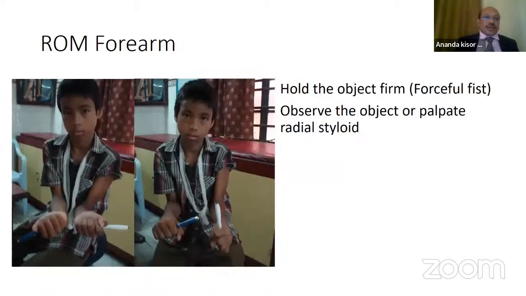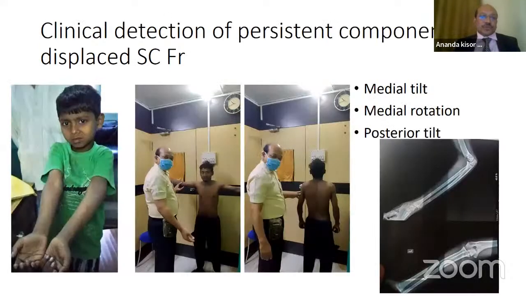Now, the range of forearm motion, I already told the two points. We have to hold the object very firmly, with a forceful fist. Otherwise, it is fallacious to check the position. Otherwise, we have to observe the object or palpate the radial styloid, keeping both thumbs on the radial styloid. We have to rotate either actively or passively to check the supination and pronation.